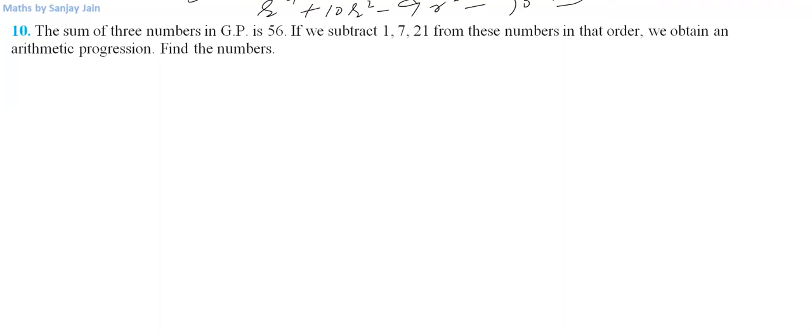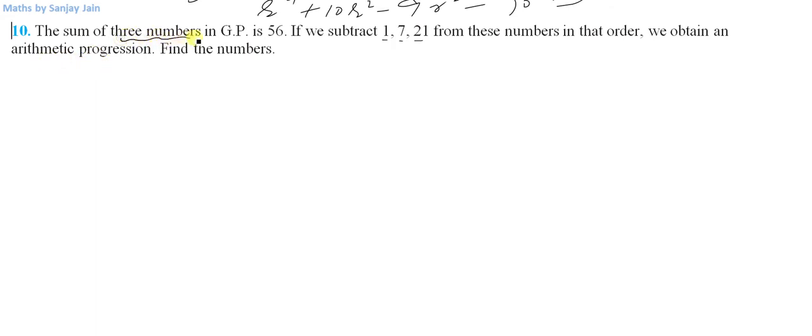Let us look at these questions now. The 10th question is, the sum of three numbers in GP is 56. If we subtract 1, 7 and 21 from these numbers in that order, we obtain an arithmetic progression.